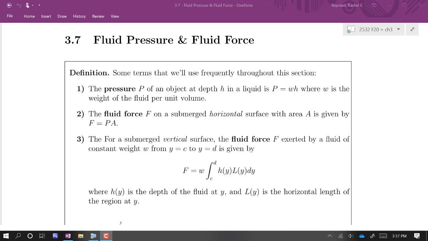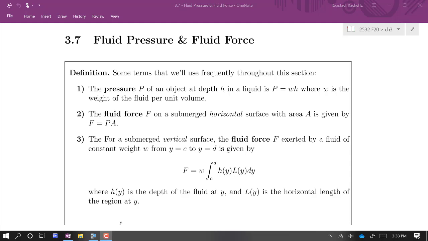All right, we're going to finish up this chapter on applications of integration by looking at fluid pressure and fluid force. So the pressure of an object at some depth h in a liquid is W times h, where W is the weight of the fluid per unit volume, I think we call it the specific weight of the fluid. Think of it as like the density of a fluid. And then h is the depth. So if we have an object at some fixed depth, submerged in a fluid of weight W, we just multiply those two things and we get the pressure.